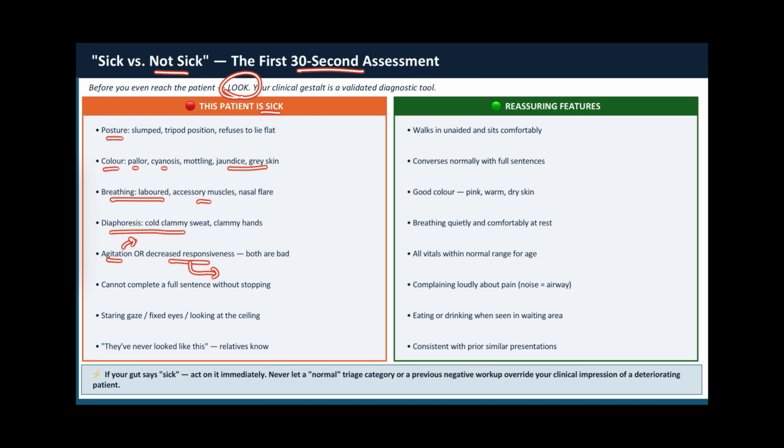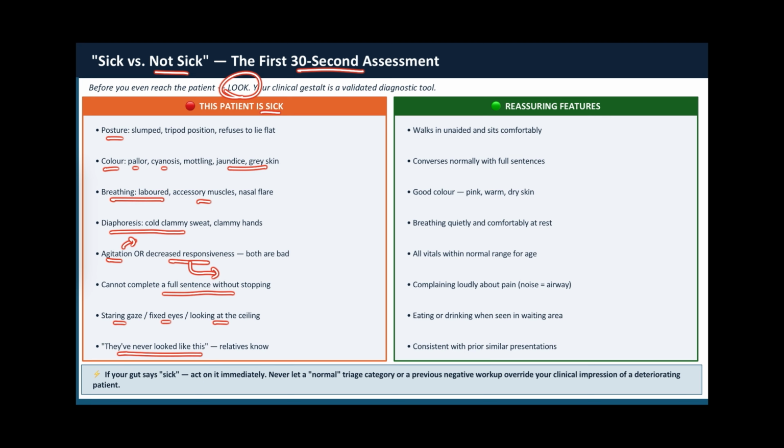Patients who cannot complete a full sentence without stopping, this can be due to their breathlessness, or due to incomplete perforation, or the patients may be in an altered sensorium. A patient with a staring gaze or fixed eyes looking at the ceiling may have absence seizures. "They have never looked like this" is the line that the relatives come and tell you.